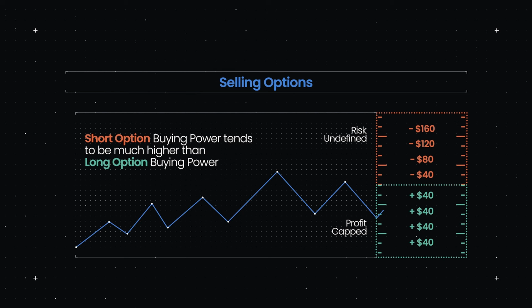Thus, long options have a higher potential reward relative to risk, and short options have a lower potential reward relative to risk. This concept will be further explained in the next section.